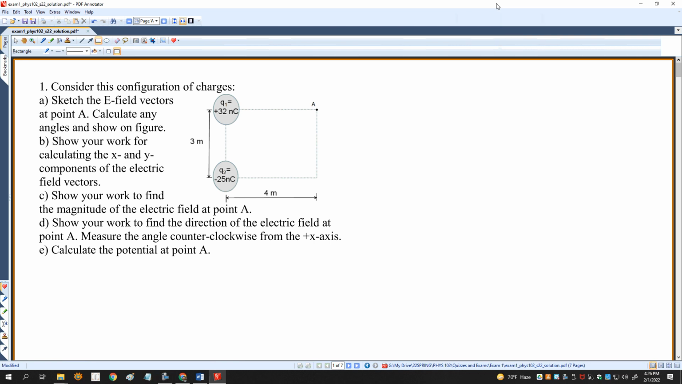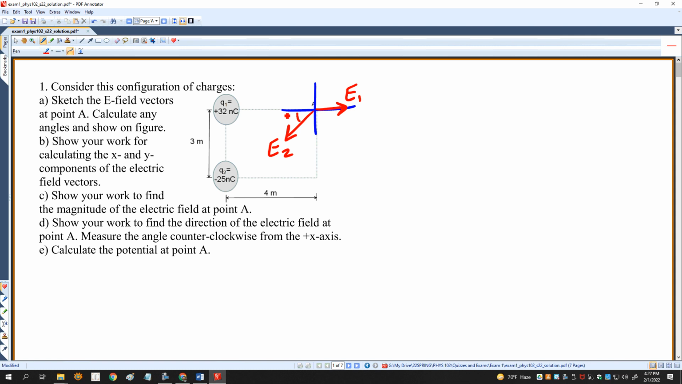Okay, so this is exam 1. The first is I have this configuration of particles. I want you to sketch the E-field vectors. So this is my coordinate system right here. Let's go to a different color, and then my vector for charge 1 is going to be in this direction, so I'll call that E1, and then E2 is going to be an attractive force on that test particle, so my E2 is in that direction.